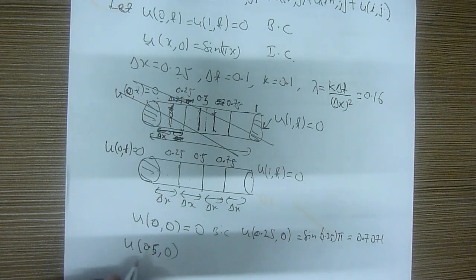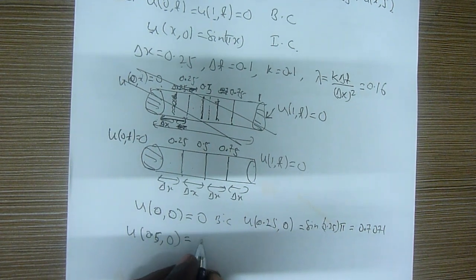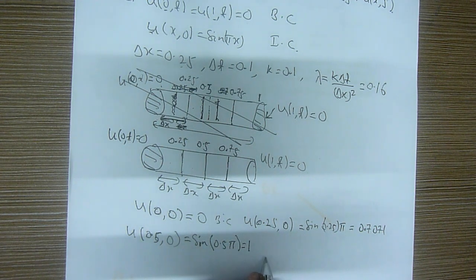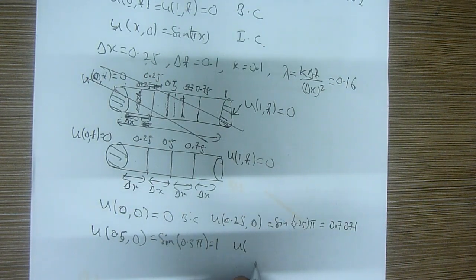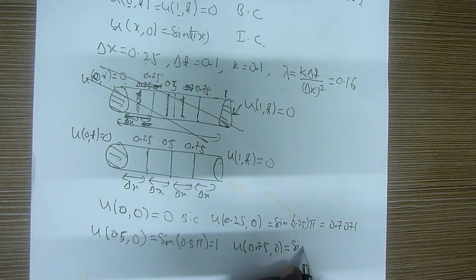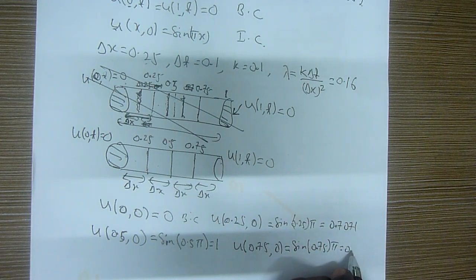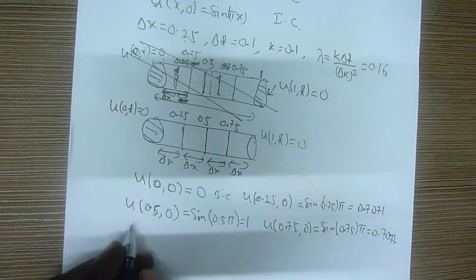Okay. What is the u at 0.5? Here you will get the solution as sine of 0.5 pi. Therefore you will get the solution as 1. Okay, what about u at 0.75? Again, as a repetition kind of thing. Again sine of 0.75 pi. You get again that same 0.71.